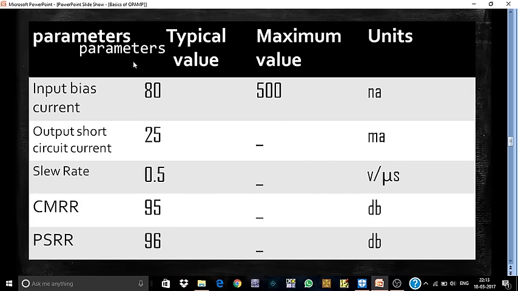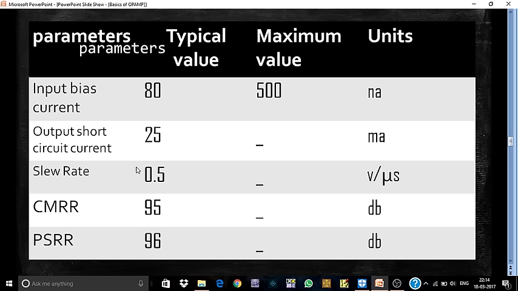And these are all the parameters of op-amp: input bias current, output short circuit current, slew rate, CMRR, and PSRR. These are the five main parameters of the op-amp. The typical value of input bias current is 80, the maximum value is 500, and the unit for input bias current is nanoampere. Output short circuit current: the typical value is 25, there is no maximum value, and the unit is milliampere.